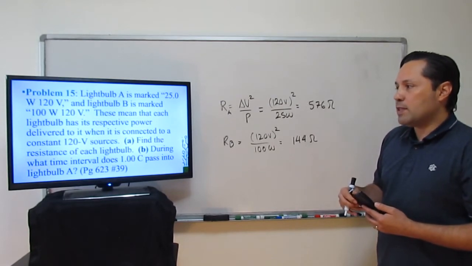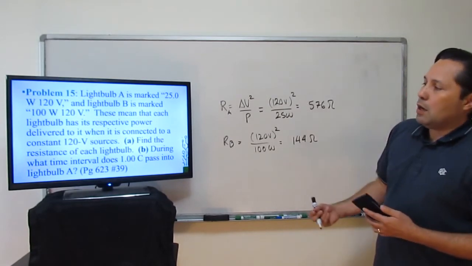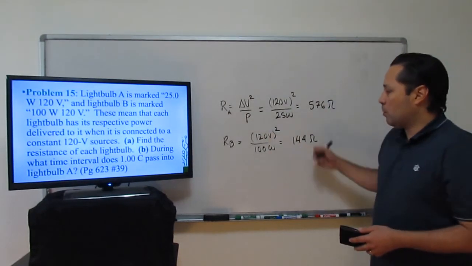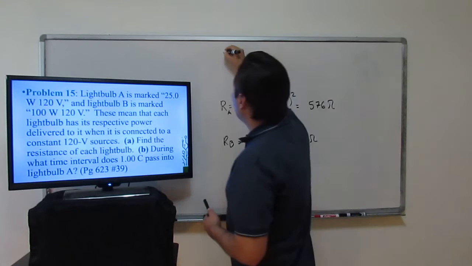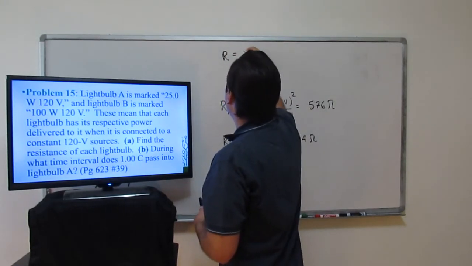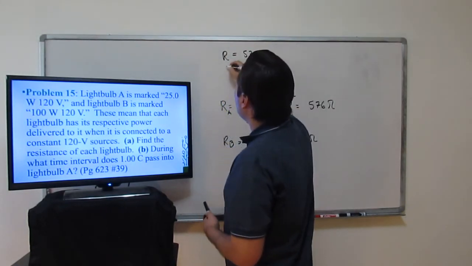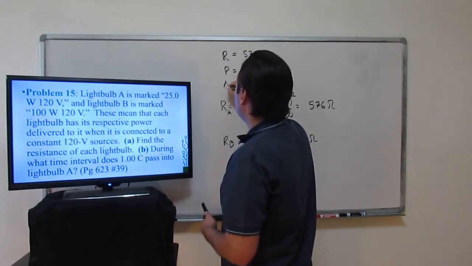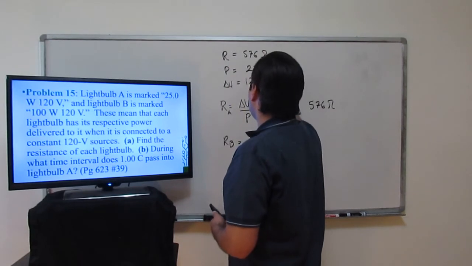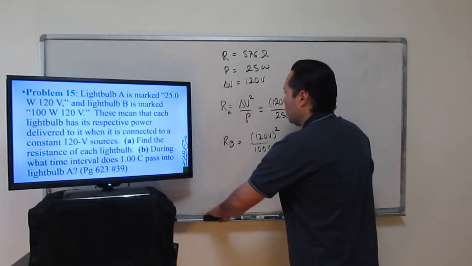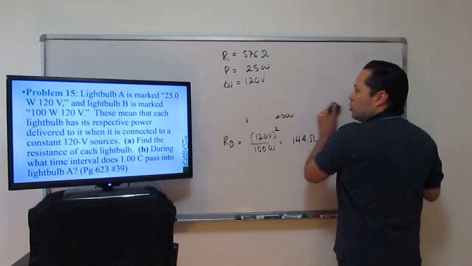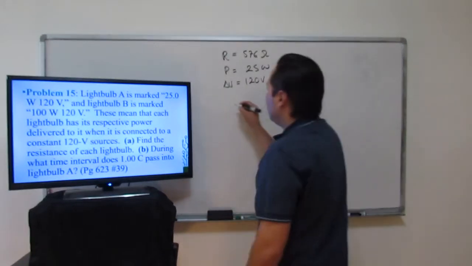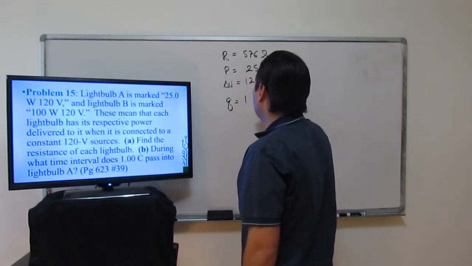Part B, they ask you, during what time interval does 1 coulomb pass into light bulb A? So now we're going to focus on light bulb A only. We know that the resistance of light bulb A is 576 ohms. We know its power, it is 25 watts. We know its potential difference, it is 120 volts. Those are all of our starting values, and we have a charge of 1 coulomb. So that will be Q, 1 coulomb.